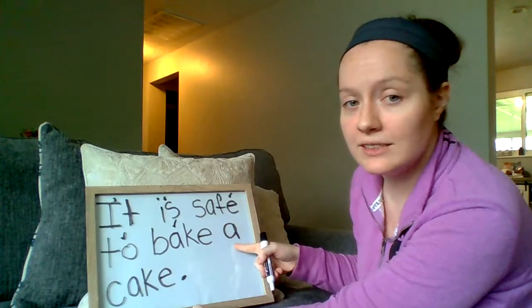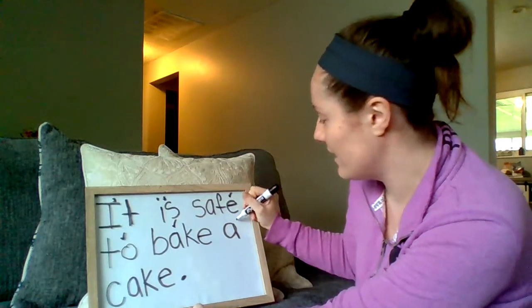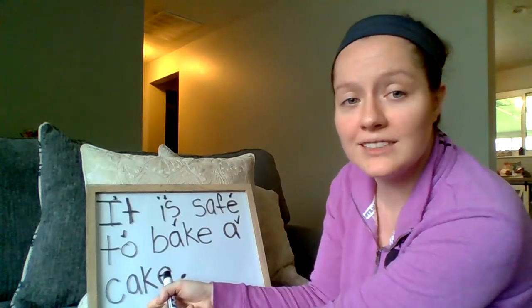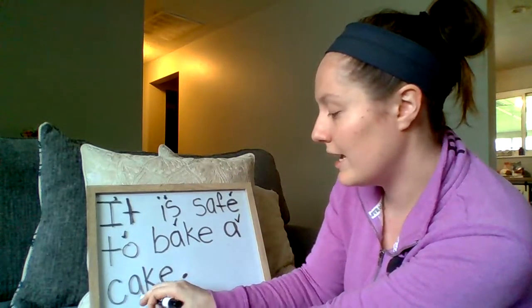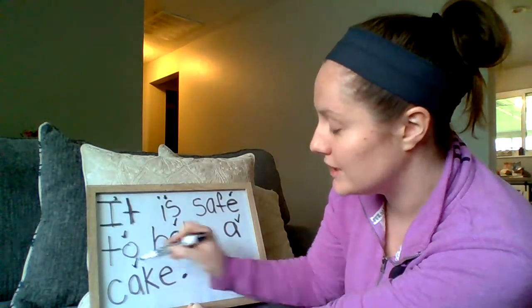Next word is A. How do you spell A? A. Last one is cake. K-A-K, cake. We have all the sounds correct. If you have C-A-K-E, you are correct.